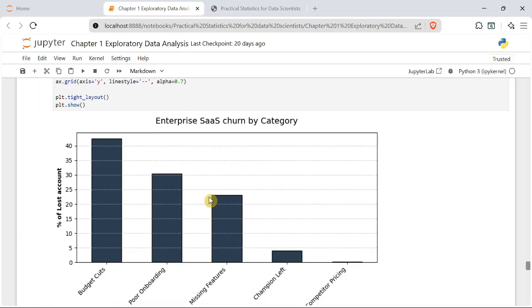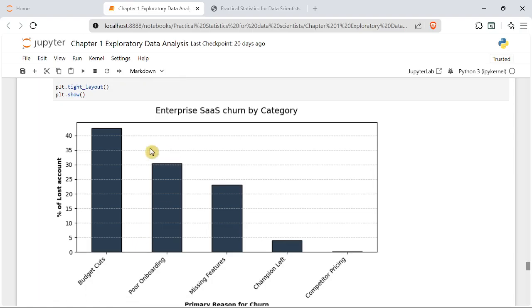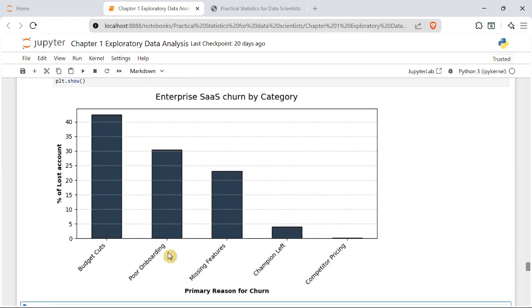Okay, so we have our bar chart ready. Here is the primary reason for churn. When we review the Q3 enterprise SaaS churn data visualized in this bar chart, a very clear and actionable narrative emerges regarding our recent retention challenges.